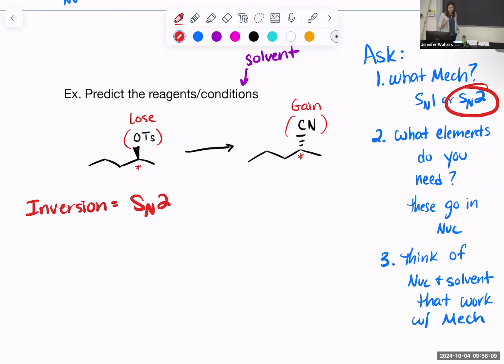So that means that the elements that I need to have in my nucleophile are going to be a carbon and a nitrogen. So I need to make sure that when I'm picking my nucleophile, it at the very least contains a carbon and a nitrogen. It's the bare minimum it's got to have. I need to have that carbon and that nitrogen.